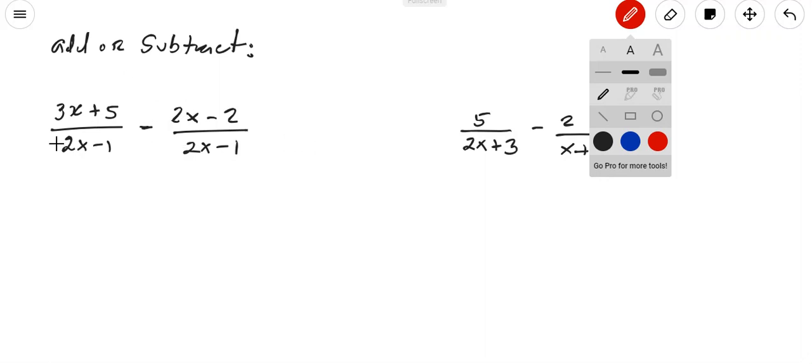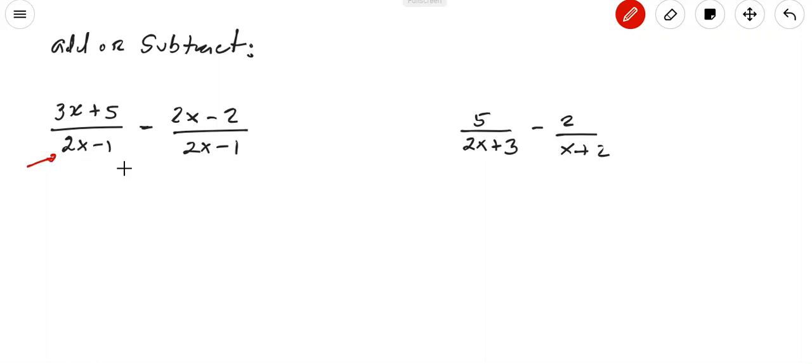In the first case, if you look at the denominators, these expressions over here, 2x minus 1, we have same denominators. When the problem has same denominators, it is very easy. Now it's a little bit more difficult when we have an exercise where the denominators are different. So you look at the denominators in this second case, and you have different denominators.